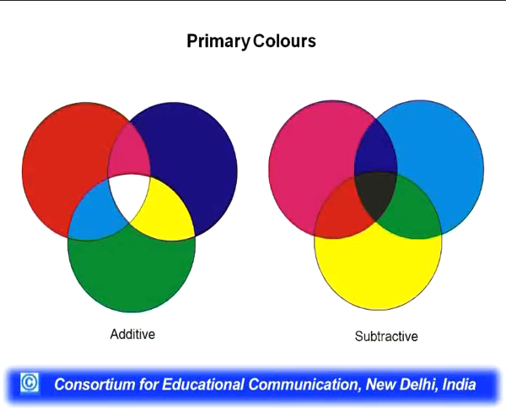Magenta is the primary color of pigment. And magenta and yellow combined, you produce a red color. Red is the primary color of light. Now, this color theory is very important in design and print production.